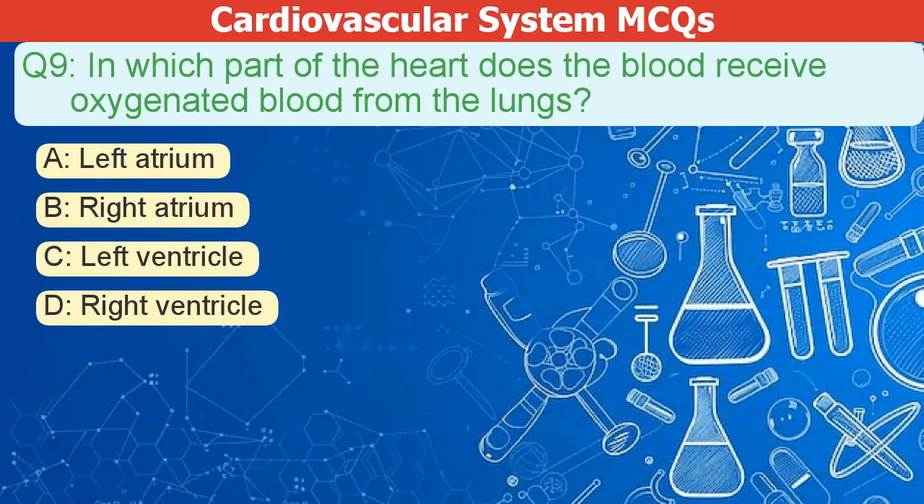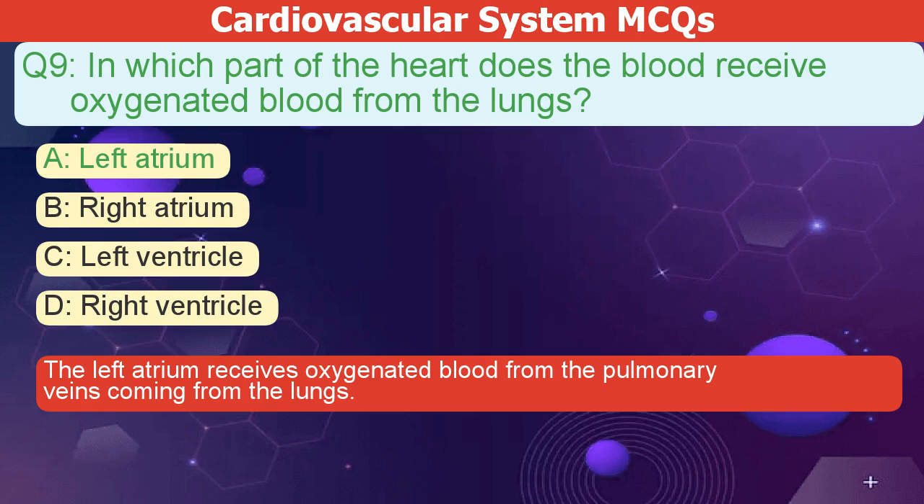In which part of the heart does the blood receive oxygenated blood from the lungs? A. Left atrium. B. Right atrium. C. Left ventricle. D. Right ventricle. The correct answer is A. The left atrium receives oxygenated blood from the pulmonary veins coming from the lungs.